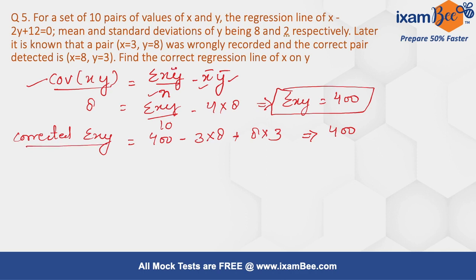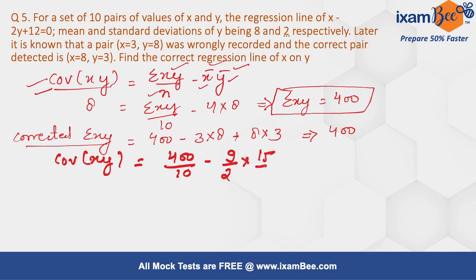Now we have the corrected value for xy, we have the corrected value for x bar, we have the corrected value for y bar. So we can easily find the corrected value for covariance of x and y. It will become 400 upon 10 minus corrected x bar was 9 by 2 and corrected y bar was 15 by 2. So if you solve this, you will find the value for it was 25 by 4.